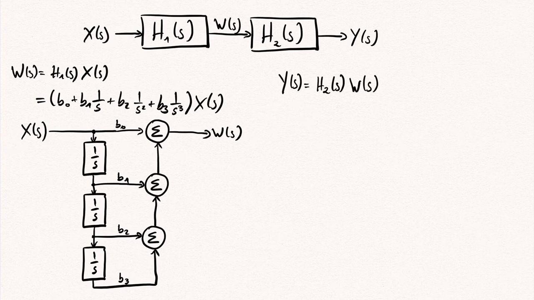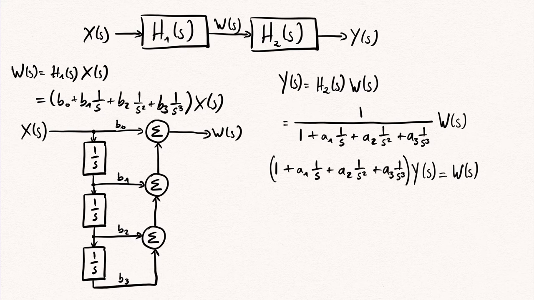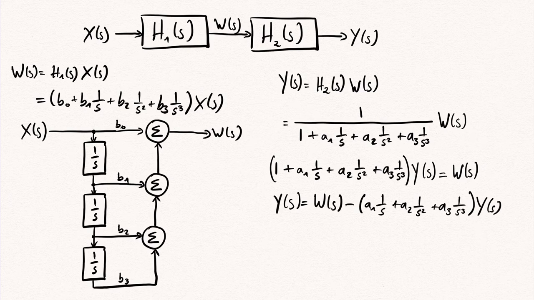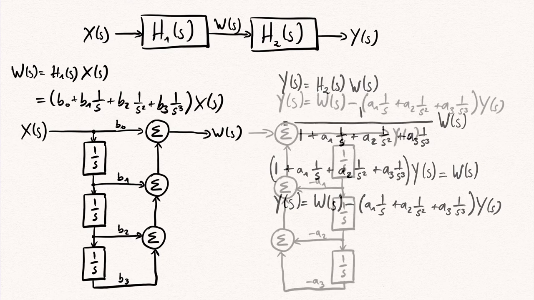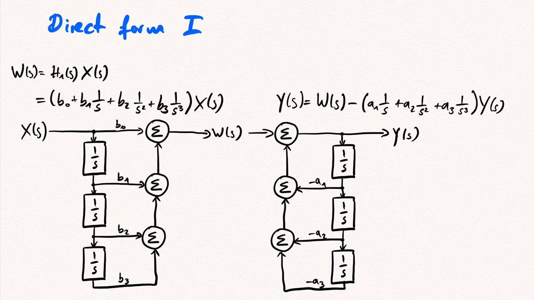To realize the transfer function H2(s), we have to use feedback coupling. To see this, let's first rewrite the equation Y(s) equals H2(s) times W(s) by multiplying both sides with the denominator. Then Y(s) is equal to W(s) minus the weighted sum of the first 3 integrals of y, which can be realized by this block diagram, again containing 3 integrators and 3 summers. Combining these two parts yields the realization of our filter H(s). This particular realization is called the first direct form, or direct form 1.